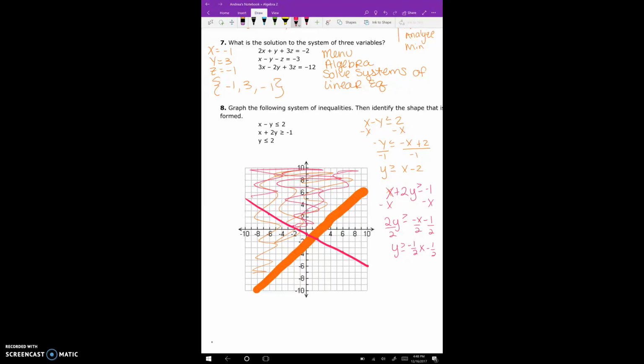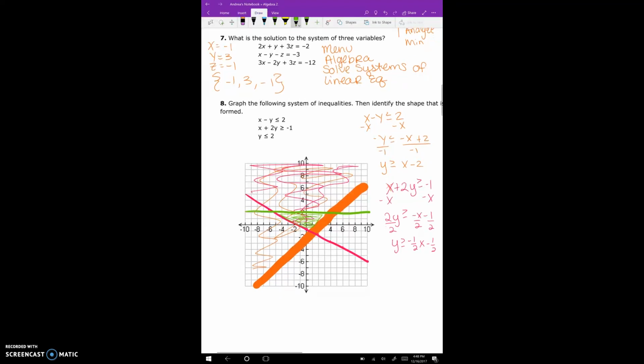And for the third one, y is less than or equal to 2. That one's already solved, so I'm just going to find y and 2. And here it is. And it says less than, so I'm actually going to shade below this time. So here, just in this little piece. So by seeing that, we can see that the shape of this is a triangle.